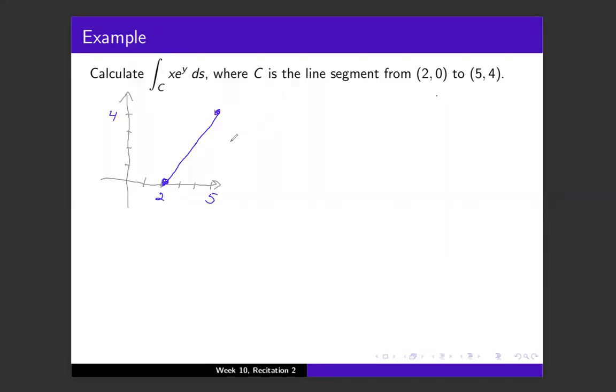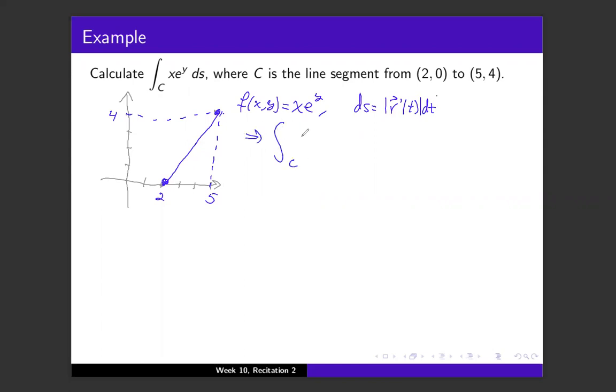So how do you parameterize that? So that's what our figure looks like. Now how do you solve this thing? Well, in this case, we're dealing with a scalar function, not a vector, x e to the y. Because we have a scalar function, we know that ds, we said, is change in length, or in other words, speed times a change in time.